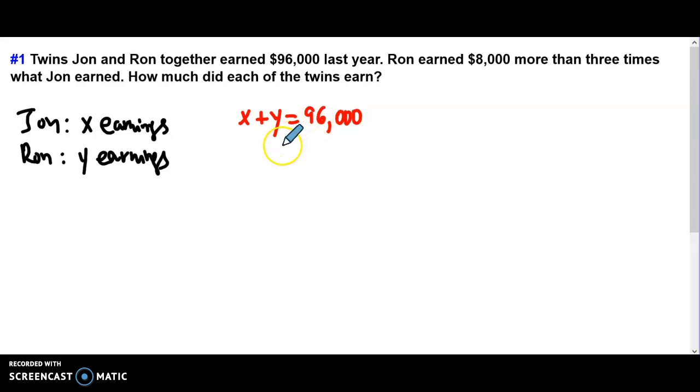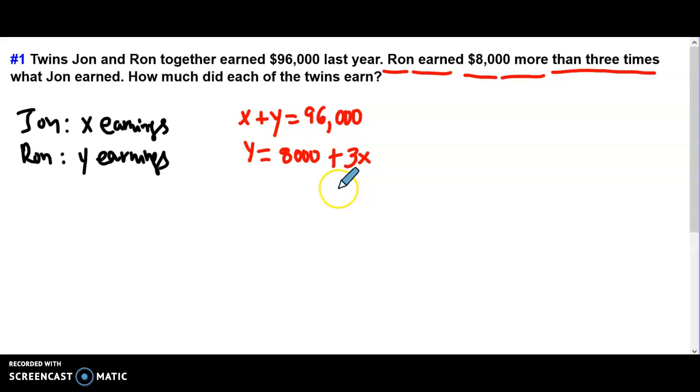Now the second sentence is trying to give me a relationship between the earnings of the two brothers. So Ron earned, Ron is Y, so Y equals 8,000 more. I'm just taking it word by word. 8,000 more means add 8,000 to something. Three times what John earned. John is X. There's your system.